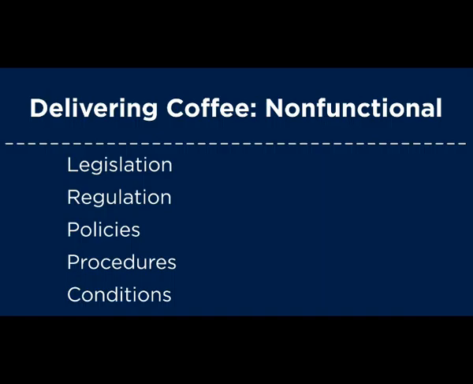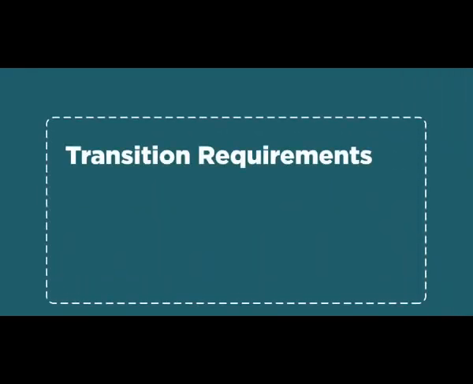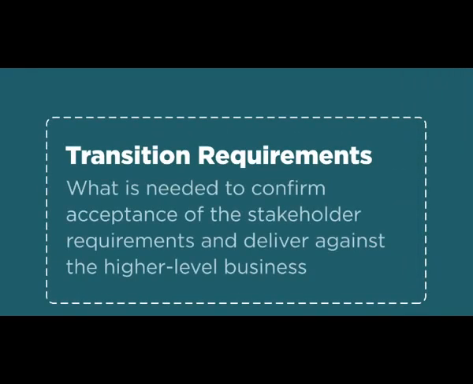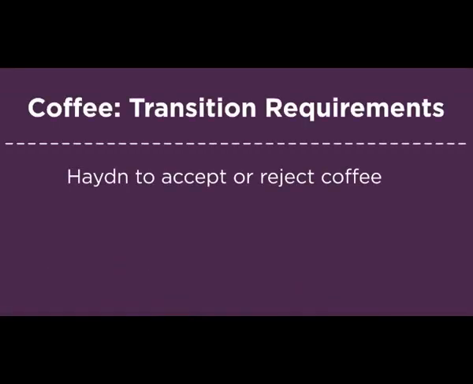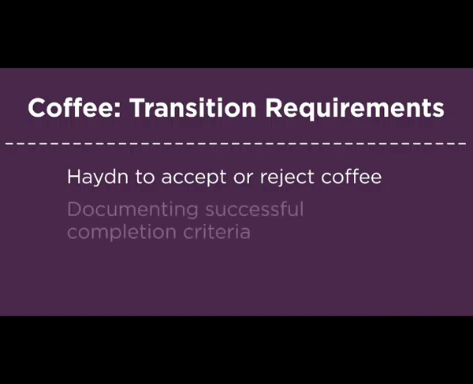Finally, once you've made and delivered the coffee to Hayden, the next level of requirements are called transition requirements. These requirements document what is needed to confirm acceptance of the stakeholder requirements and deliver against the higher level business ones. In our coffee example, this is where Hayden will now determine whether to accept or reject the cup of coffee based on his specific higher level requirements. Transition requirements are also determined by documenting the successful completion criteria, where the stakeholder will accept the outcomes from what the project has delivered and is willing to now live with a new product or service they requested.